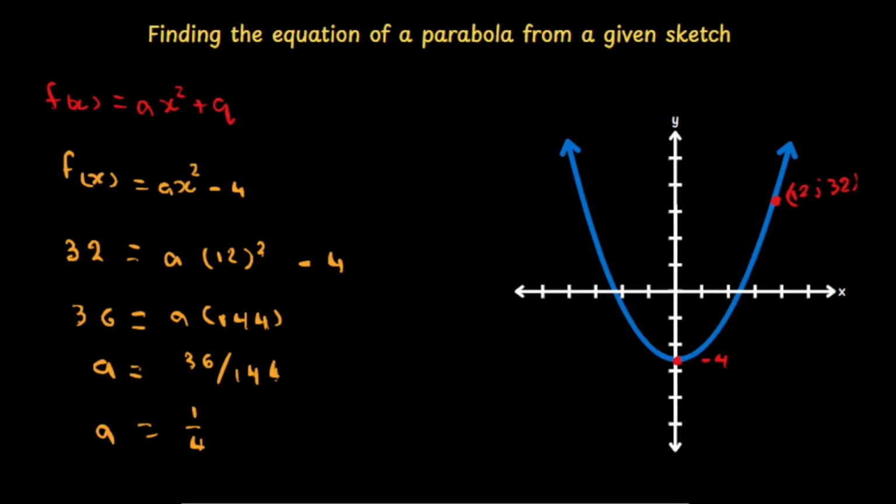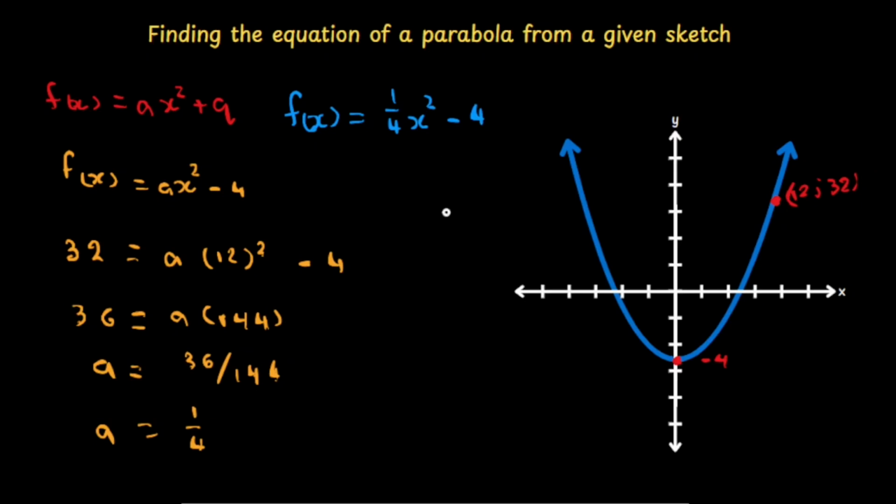Now I have solved for all the unknowns in the formula. So let me go ahead and substitute all my unknowns back into the original formula. I would now get the new equation of f of x is equal to, substituting in for a, 1 over 4 times x squared, and my q value was negative 4. That's it. I've obtained the formula for this parabola.